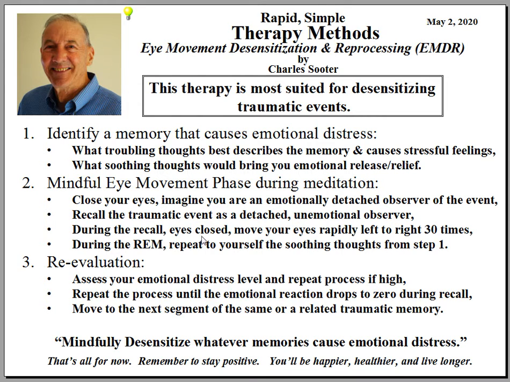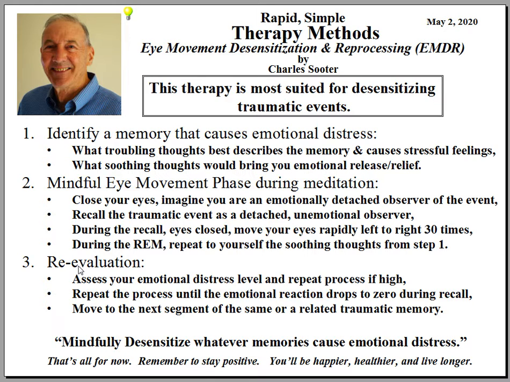Now with your eyes closed, you're going to go through the recall of the traumatic event, either a segment of it or the whole thing. And as you do so, you're going to move your eyes rapidly, left or right, 30 times. 30 times is an arbitrary number. You may find that 20 works for you, maybe as many as 50. And as you go through the recall of the traumatic event, you're going to repeat to yourself one of the soothing thoughts that you picked from step number one. This may be a little challenging simply because it's like patting your head and rubbing your stomach at the same time, but you can learn to do this.